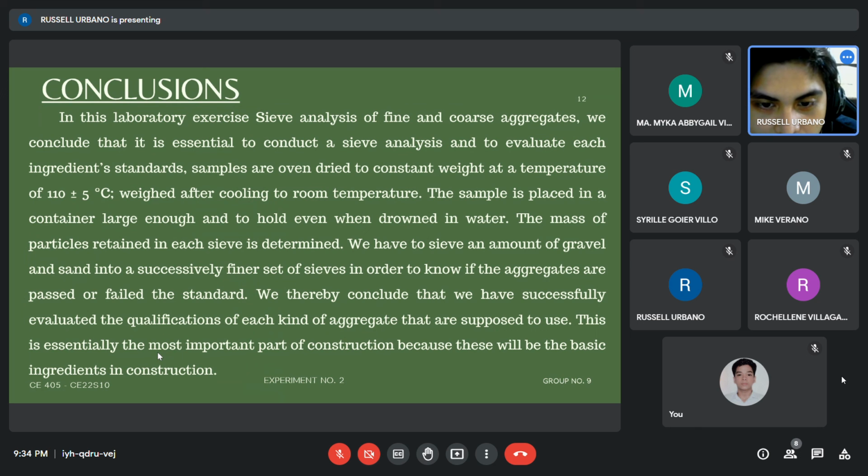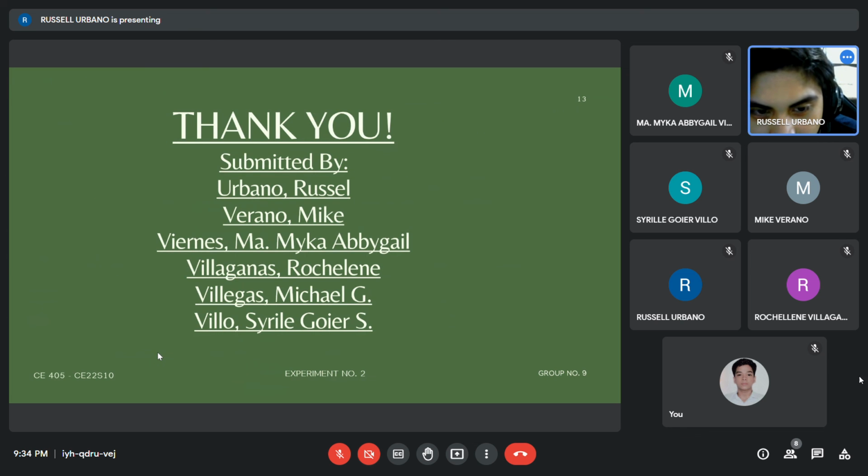We have to sieve an amount of gravel and sand into a successively finer set of sieves in order to know if the aggregates passed or failed the standard. We thereby conclude that we have successfully evaluated the qualifications of each kind of aggregate that are supposed to be used. This is essentially the most important part of construction because these will be the basic ingredients in construction. That's all. Thank you.